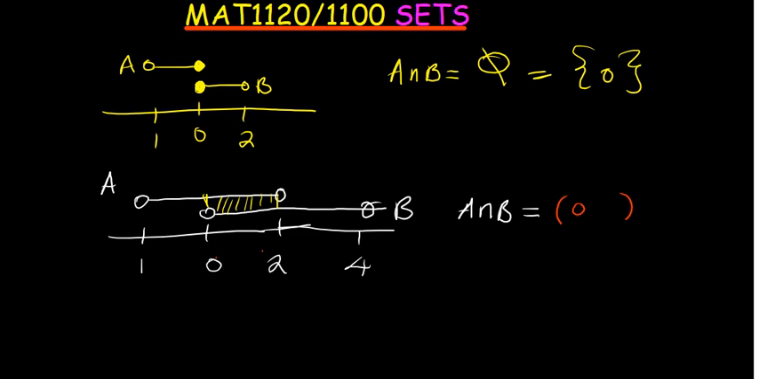It is within the intersection. 0.5, 0.6, 0.00007, 0.00005, 1, 1.7, 1.8. Those are part of the intersection, but not 0 itself, not 2 itself. That's why I've used this kind of brackets. Okay, is that making sense?